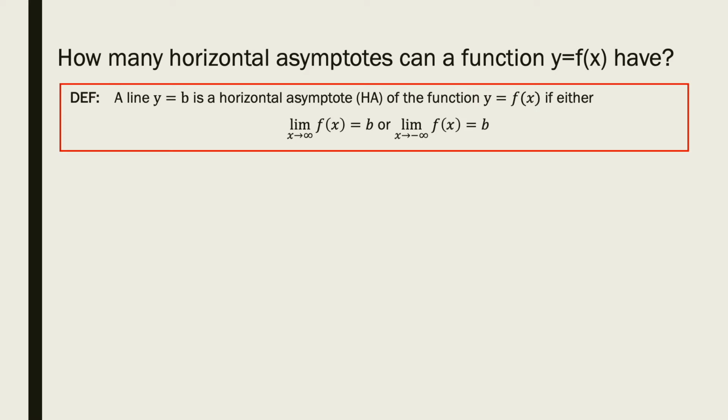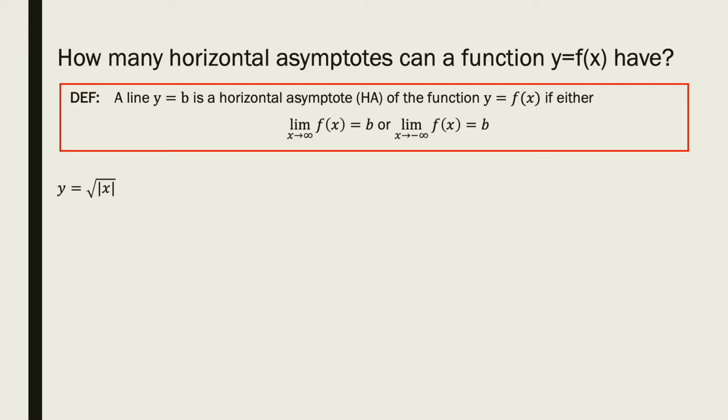Well, let's look at the definition of a horizontal asymptote. If we look at the behavior of the function f of x as x goes to plus infinity or as x goes to minus infinity, and we notice that the function wants to behave as a constant on either end, then the line y equals b is called a horizontal asymptote of the function y equals f of x. So, how about an example?